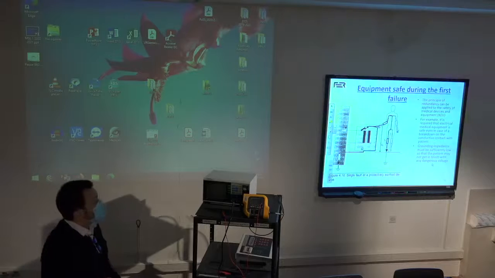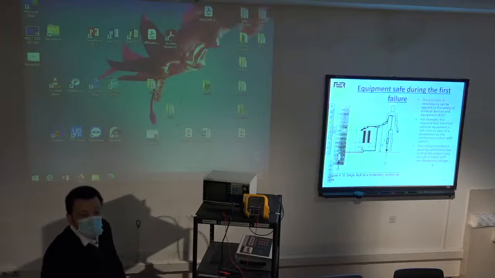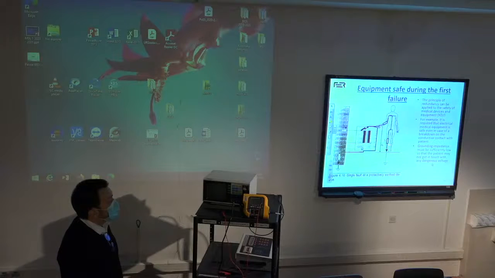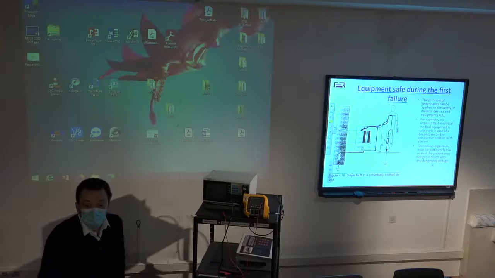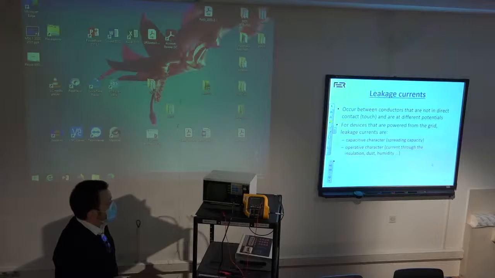to provide. So the protection of all the equipment in medical environments is such that the first failure that occurs should not make any damage to any person or to equipment or something like that. So that's why it is called the safe equipment during the first failure. So it has to be done in such a way that the person is not endangered, but the first protection against that is actually the grounding of the equipment.